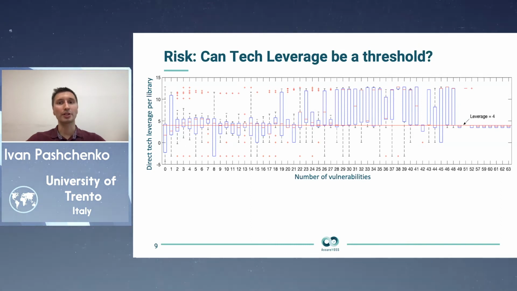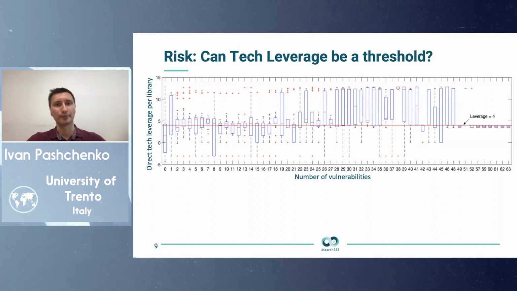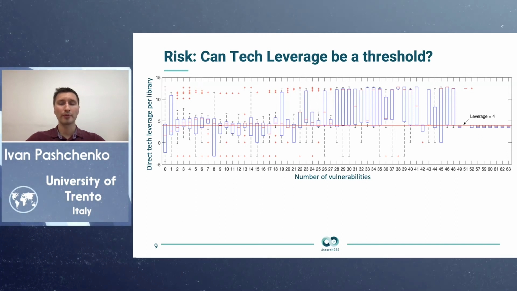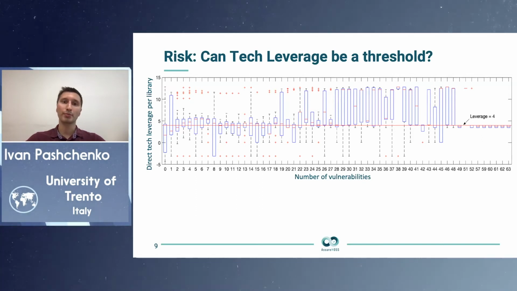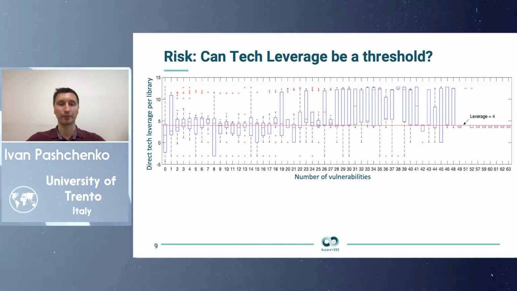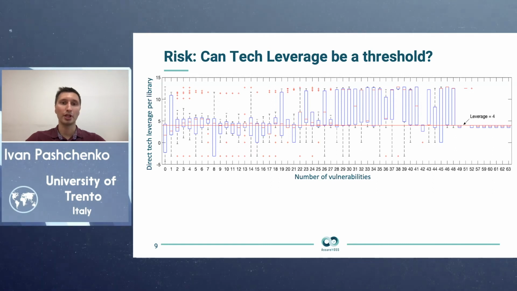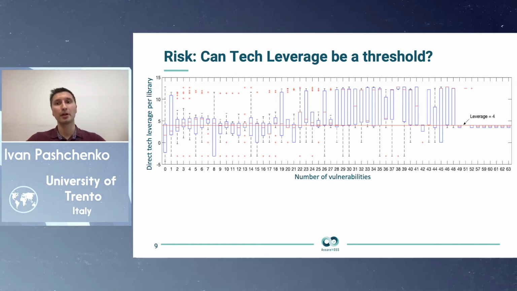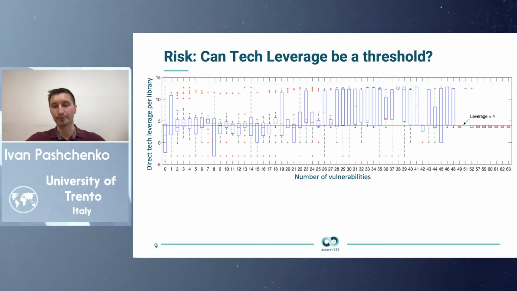But how much leverage on others' code is too much? In our sample, leverage that equals 4 seems to provide a visual separation between the libraries with a high and low number of vulnerabilities. This corresponds to the observation we had in the beginning of my presentation: dependency code is 4 times bigger than own code as the industry average.